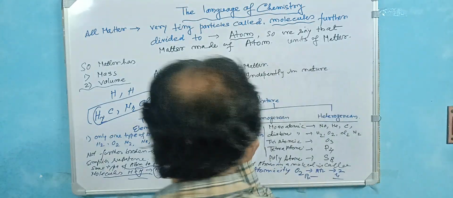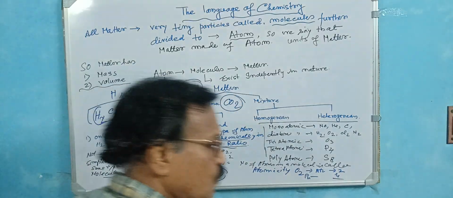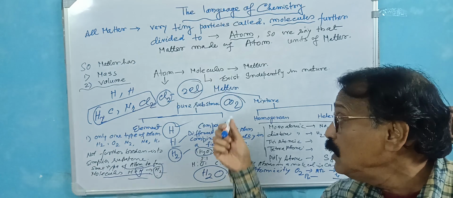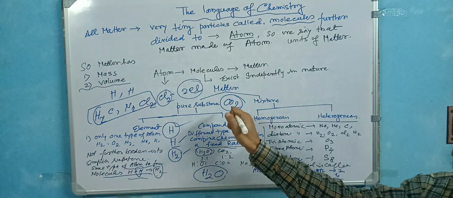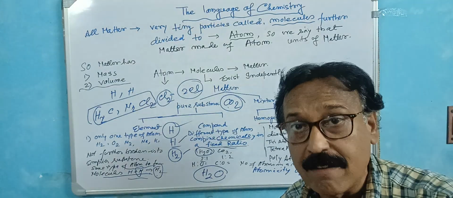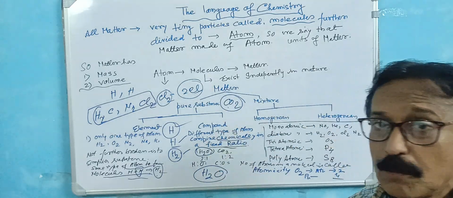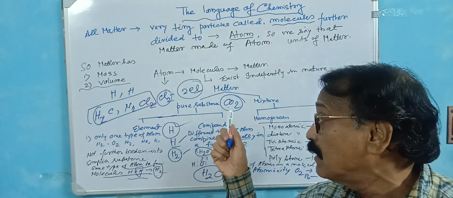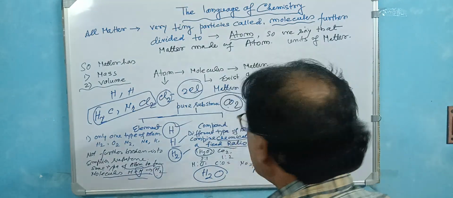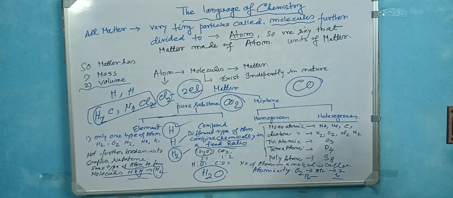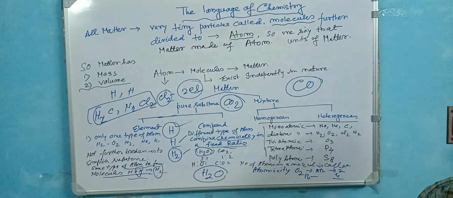Clear? Clear. So here is carbon dioxide. Suppose CO2. CO2 means one molecule of carbon dioxide. One molecule of carbon dioxide contains two types of atom: one is a carbon atom and one is oxygen, but here there are 2 oxygen atoms. If this is CO, this is called carbon monoxide, one molecule of carbon monoxide.